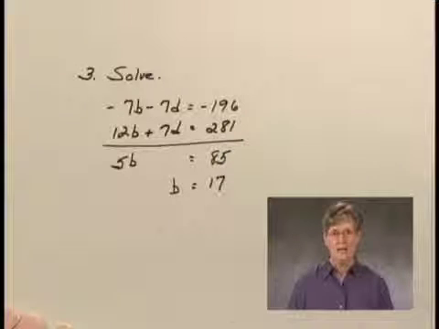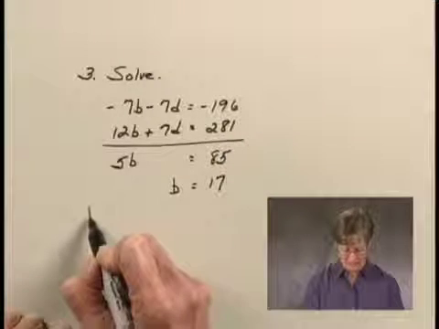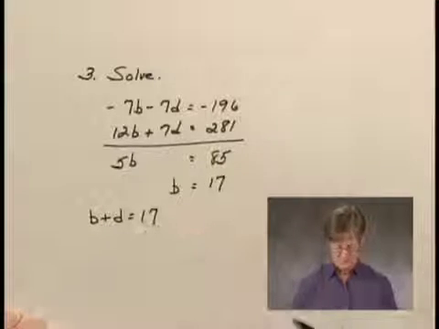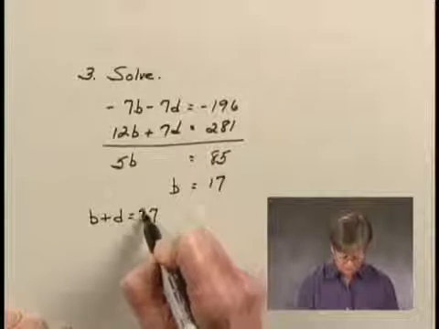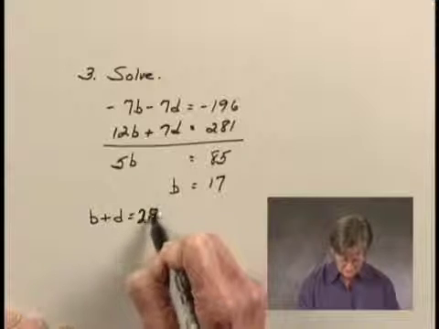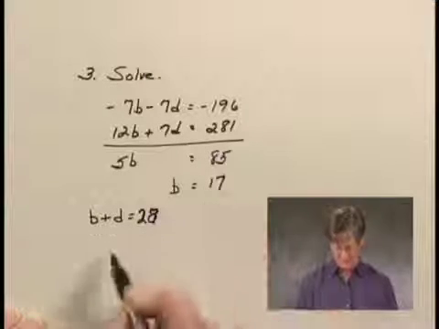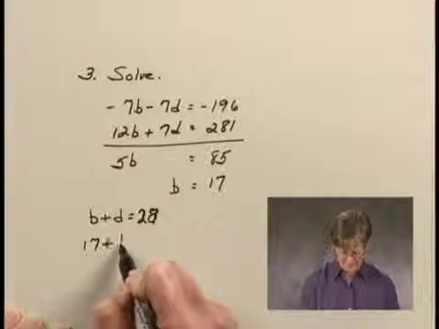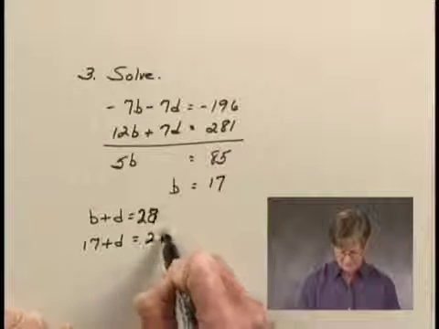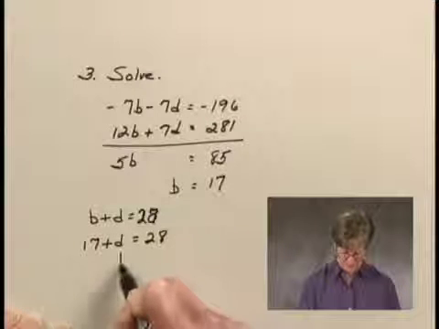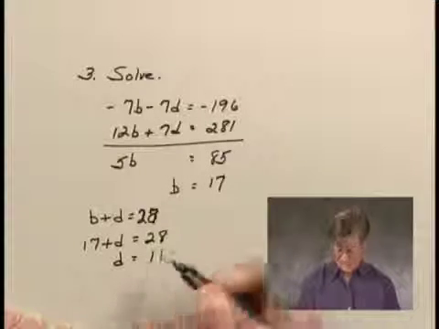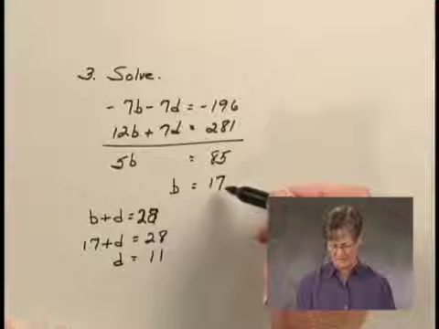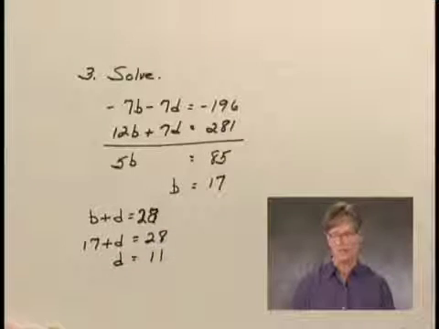Now, this is the number of buckets that were sold, and we also need to find the number of dinners. And remember, equation 1 said that B plus D is equal to 28. So if I substitute 17 for B in this equation, I can solve for D. Let's do that substitution. 17 plus D equals 28, and then subtract 17 on both sides. And I get D equals 11. So my possible solution is that 17 buckets of wings and 11 chicken dinners were sold.